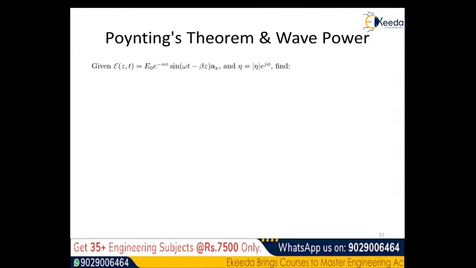So here we have it expressed as the amplitude E0 into the exponential e to the power minus alpha z, the sinusoidal function sine, and inside the bracket omega t minus beta z, in the ax direction, and the impedance eta is equal to mod eta into e to the power j phi here. We are asked to find first of all ES, the expression here, then HS in part B, and next in part C we require the power density here. So this is the short and simple problem statement.